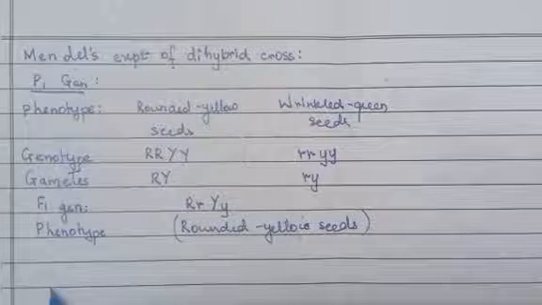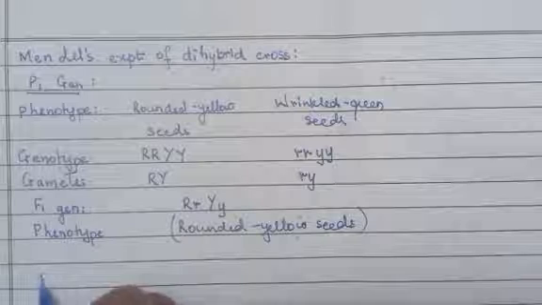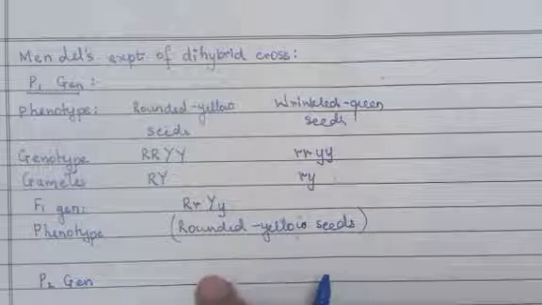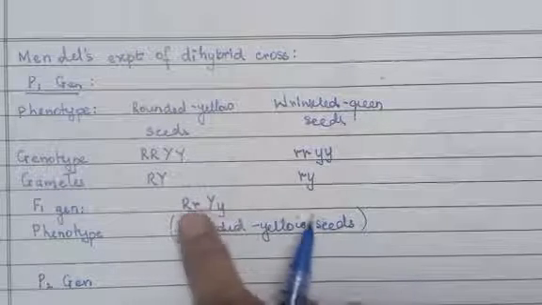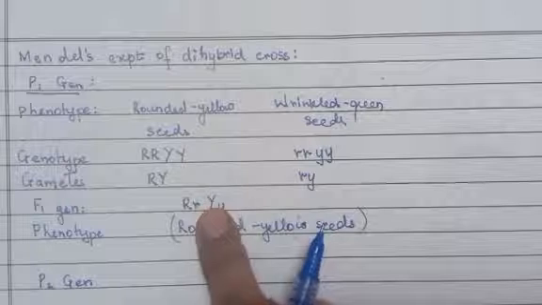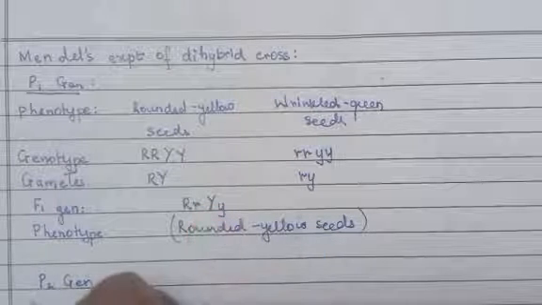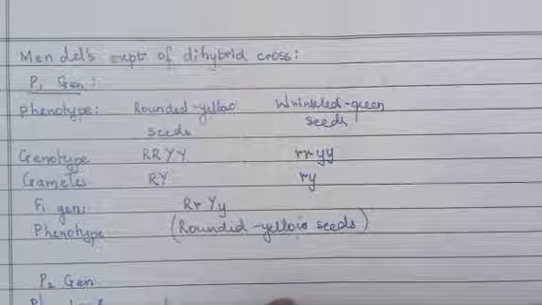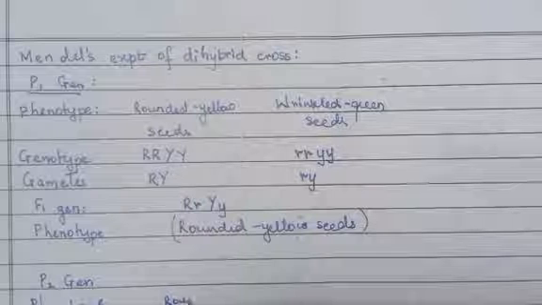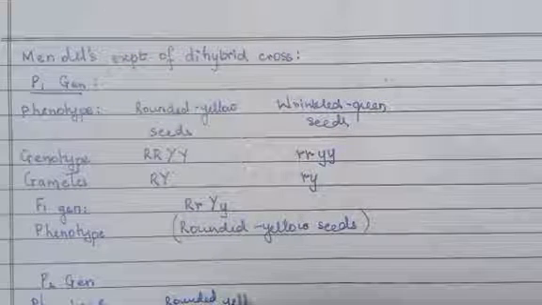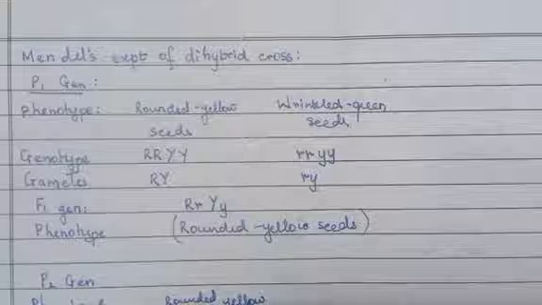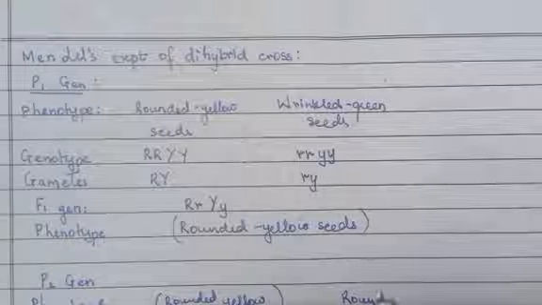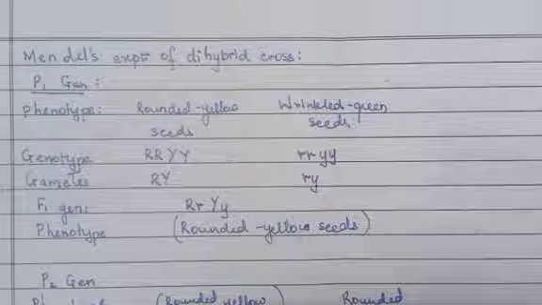Now let us see what happens in the P2 generation. Now in P2 generation, the selfing takes place. Selfing means the plants having these genes only are taken. So the phenotype now, we are taking both rounded yellow seeds. And these also we are taking rounded yellow seeds.